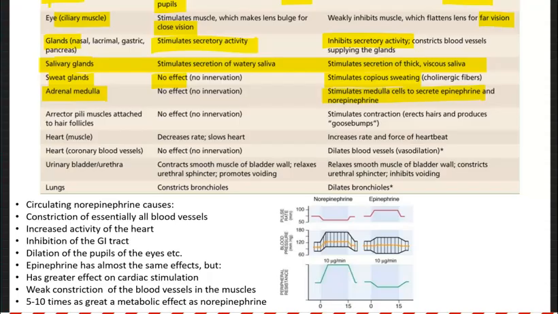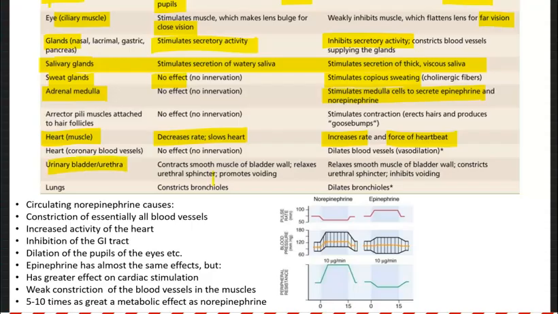Goosebumps, whatever. I don't care about goosebumps. Heart. Okay. Parasympathetic slows it down. Sympathetic speeds it up. One more thing. Do you see that statement? Force of heartbeat, how hard the contraction is. Only sympathetic affects it. Parasympathetic only regulates heart rate. Good? You don't need to know coronary blood vessels.